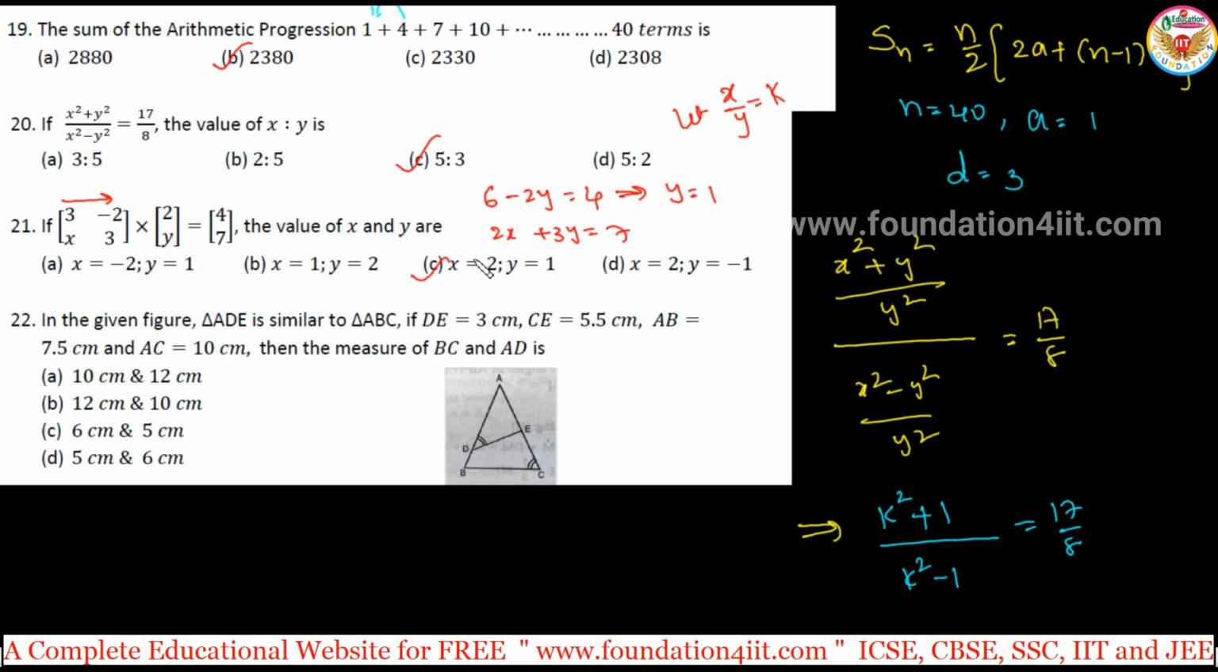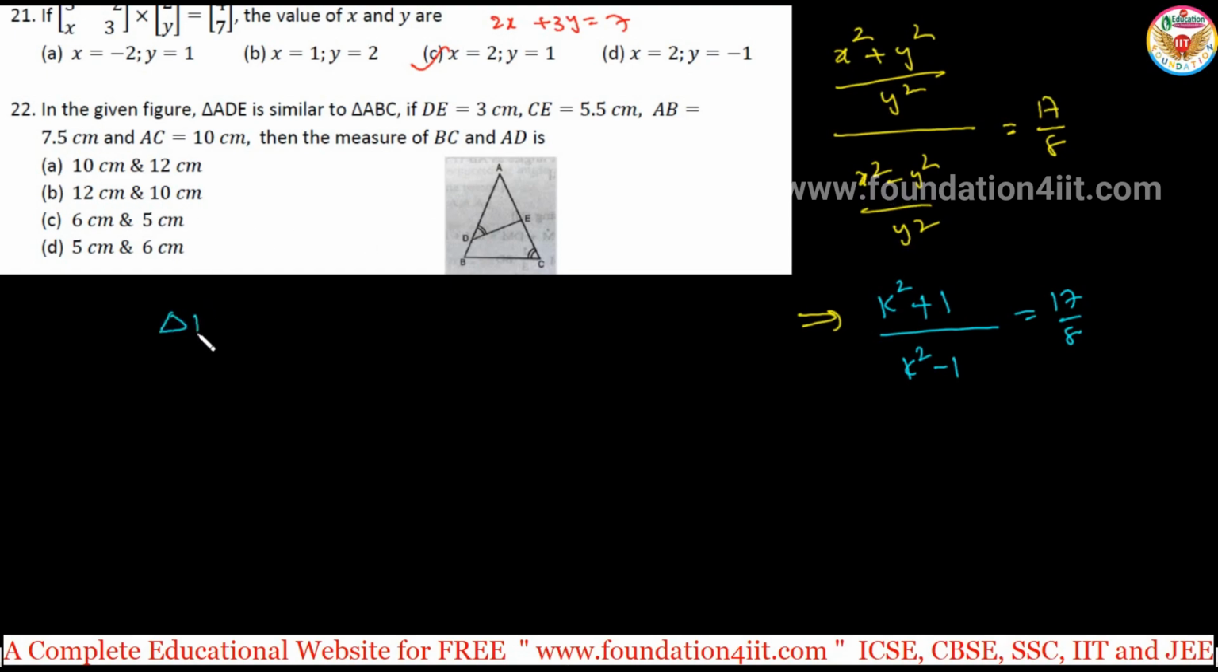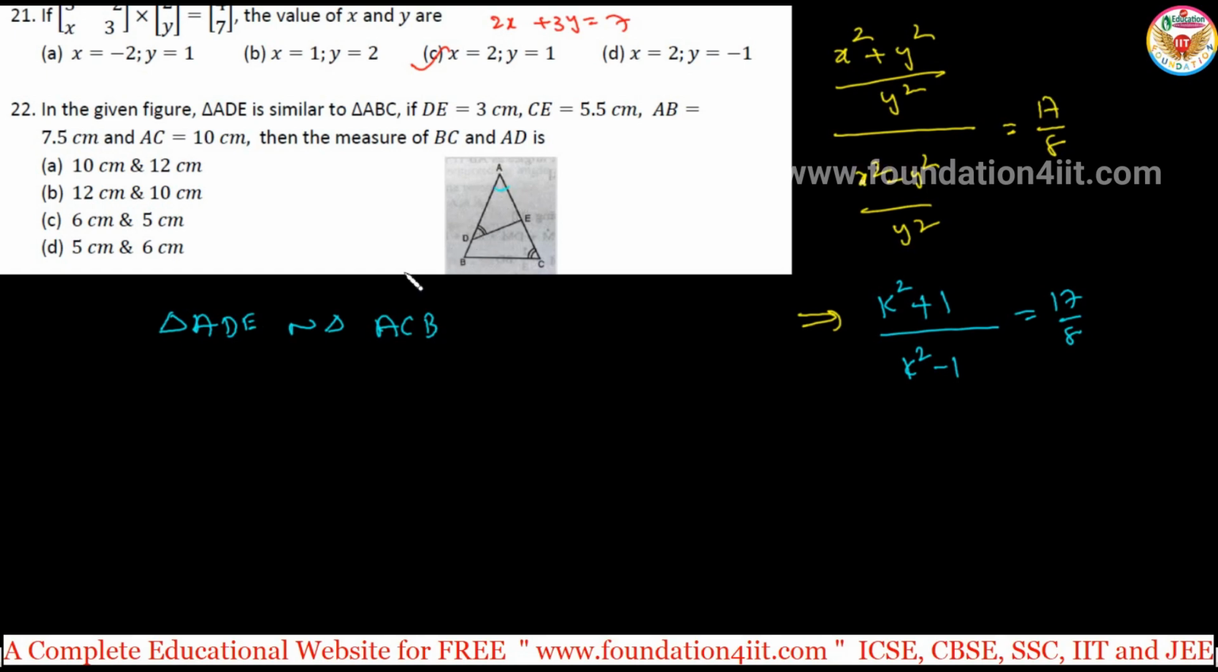C it is. Okay, and here, in the given figure, ADE is similar to ABC. DE parallel to CB is given. Then find the measure of BC and AD. So which two triangles are similar, that we can take first. The triangle ADE is similar to triangle ACB, because A is the common angle, angle D and angle C are the same, then E and B are the remaining ones. So these two triangles are similar.